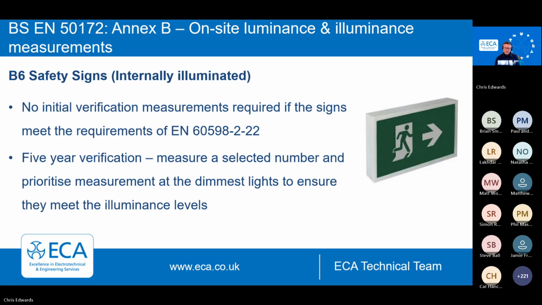But of course, when it comes to our measurements and our verification, it's not just the routes, it's not just the open areas, it's also our signs. The internally illuminated ones are an awful lot easier. There are no initial verification measurements required, as long as they conform to a certain standard. If you have these lights, 5-year verification just means you can use a selected number.